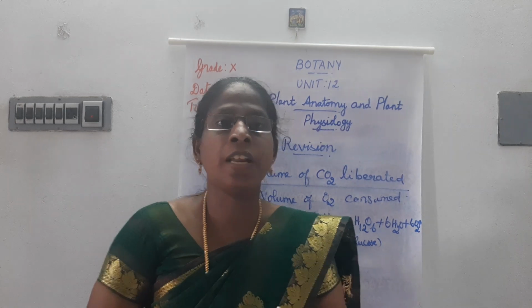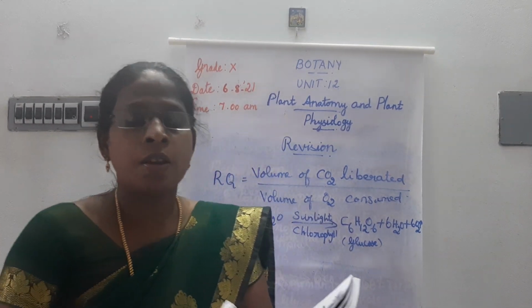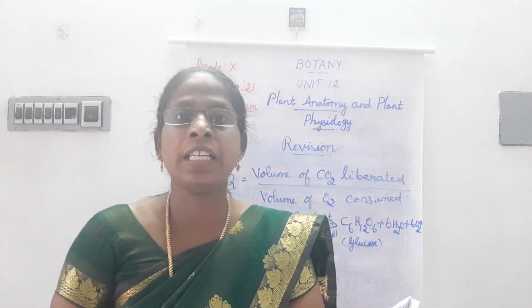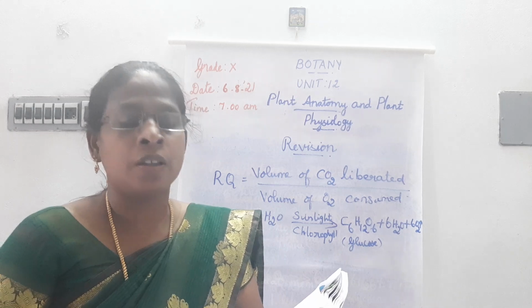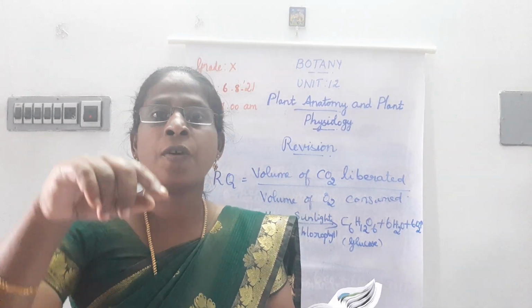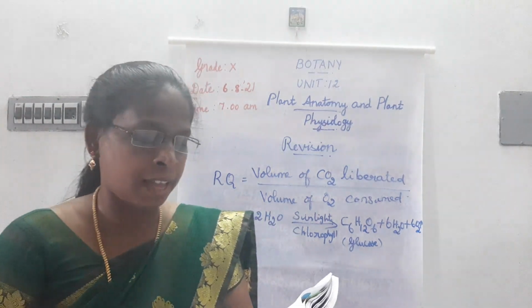The first difference is about the tissues, the number of xylem. In the dicot root it is tetrarch. In the monocot root it is polyarch. Tetrarch means four patches of xylem are there. Polyarch means many patches of xylem are there.